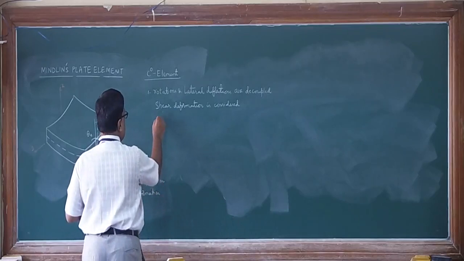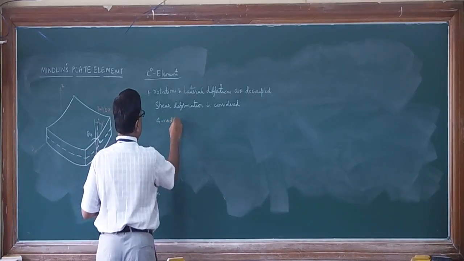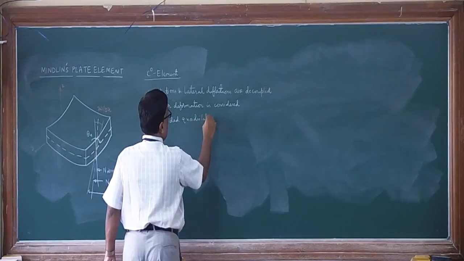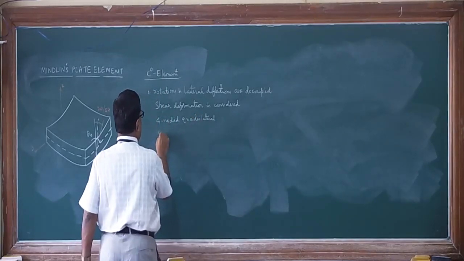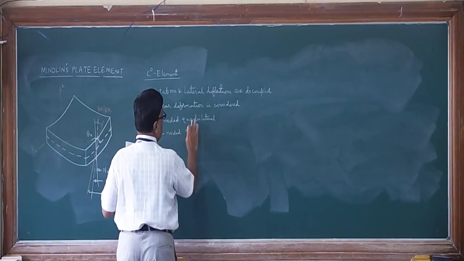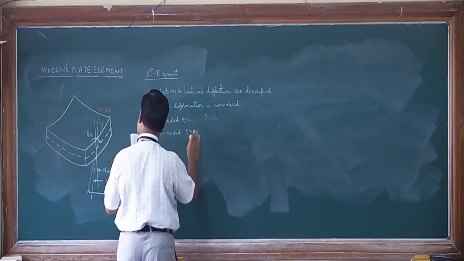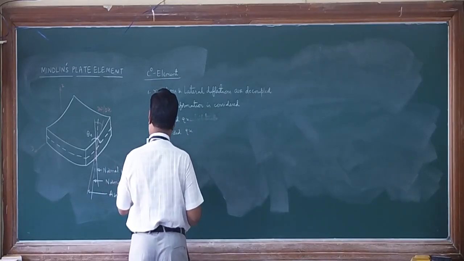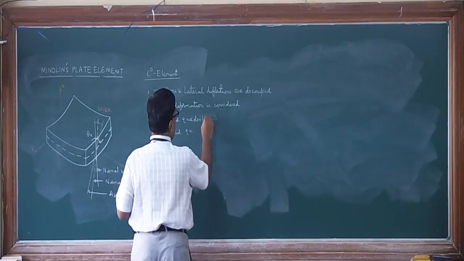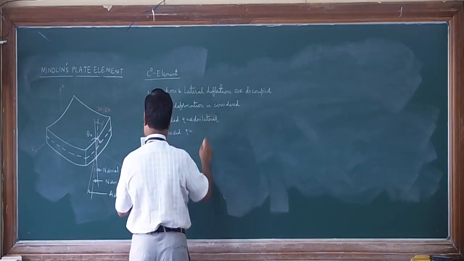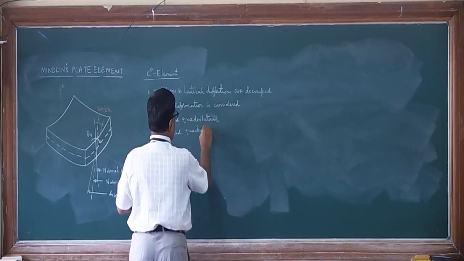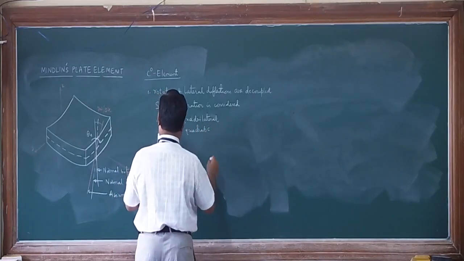Here we are going to study the four-noded quadrilateral element, which is a linear element. And if you want a higher order element, the eight-noded quadrilateral element. Yeah, this is the quadrilateral element only. And the eight-noded quadratic plate bending element.